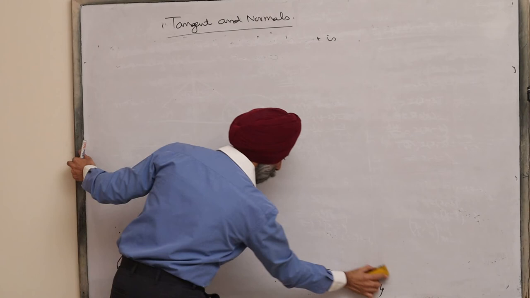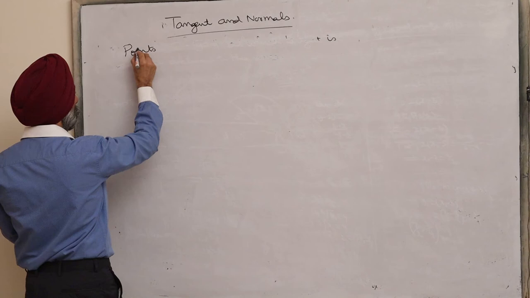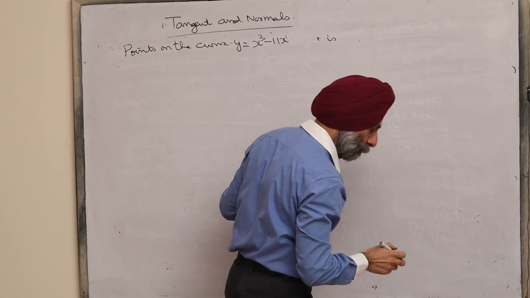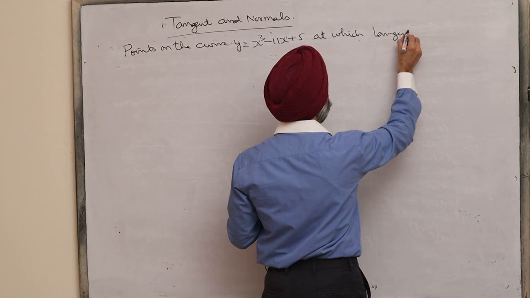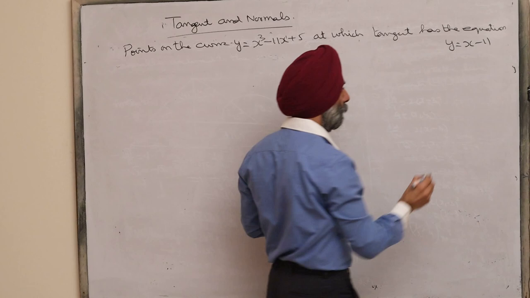Next is: find the points on the curve y is equal to x cubed minus 11x plus 5, at which the tangent has the equation y is equal to x minus 11.